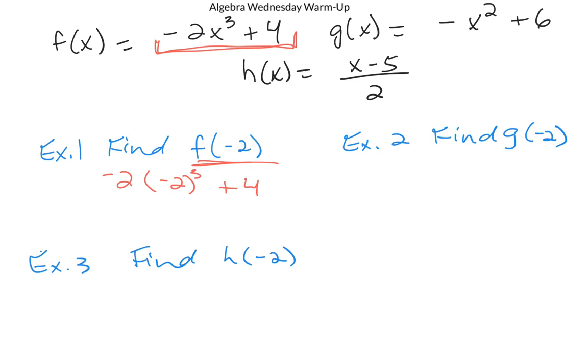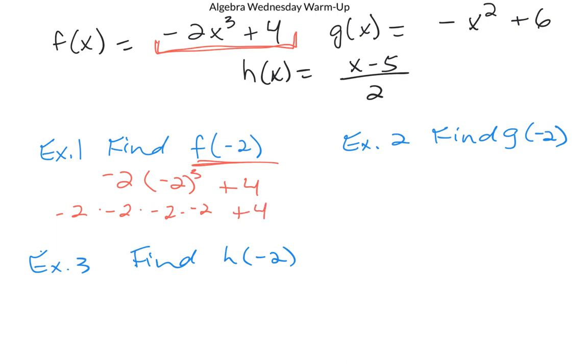Remember that to the power 3 does not mean -2 times 3. It is not -6. It means -2 times -2 times -2. So we have the first -2, and then we have 3 of these. So 1, 2, 3. And then we'll have a plus 4.